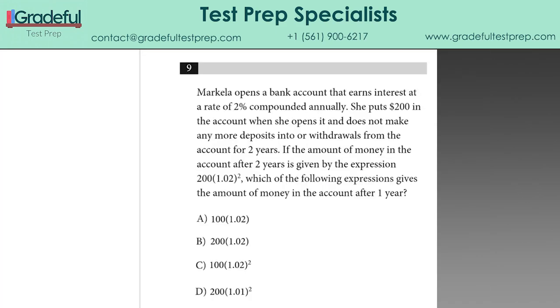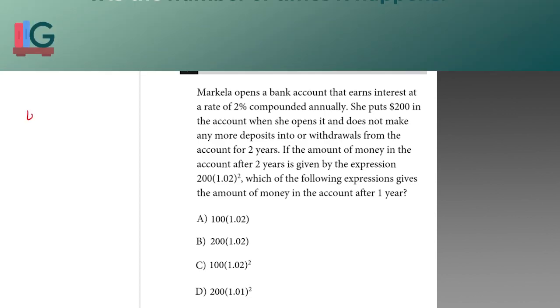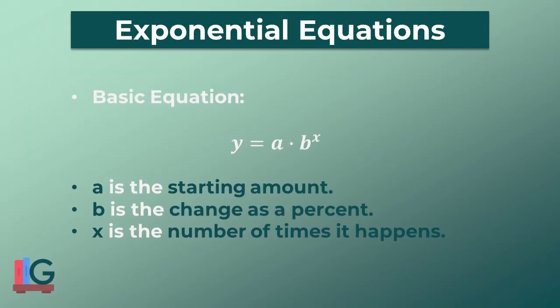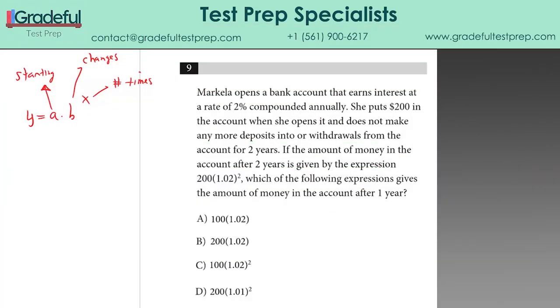Question number 9 is asking us about exponential equations. So the basic format of an exponential equation is y equals a times b to the x. And you want to be really familiar with what each of these things means. So a is the starting amount, b is how it changes, x is the number of times that will happen. So we're seeing that there's a 200 here, a 1.02 here, and a 2 here. So it's starting at 200, it's changing at a rate of 1.02, and that's happening 2 times in 2 years.